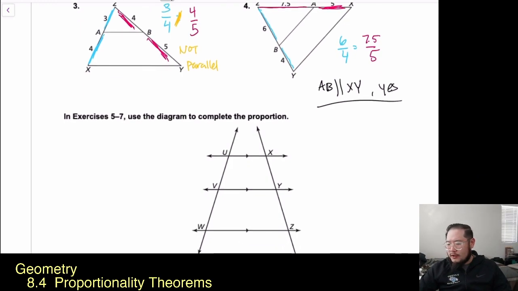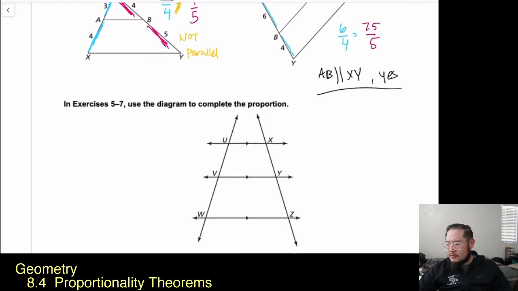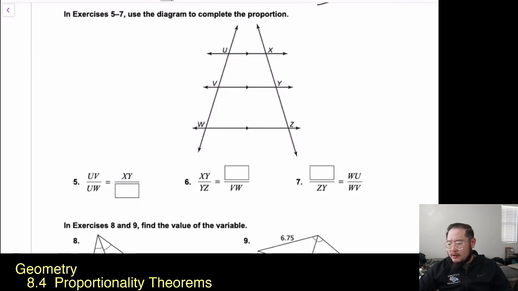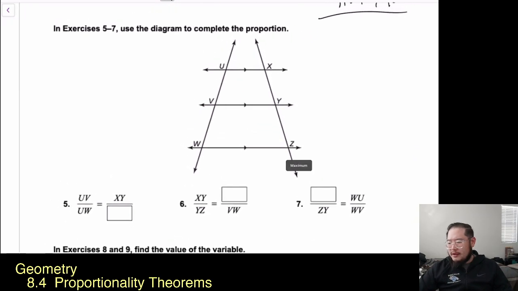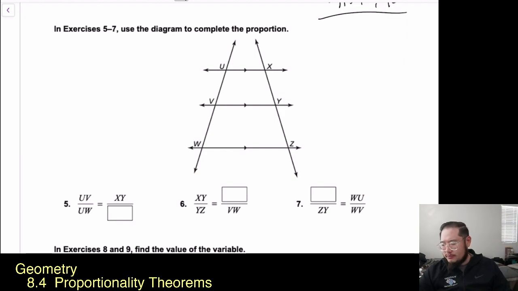All right, moving along. It looks like we got a lot of things going on here. We got 3 parallel lines, and then a transversal right here for problems 5 through 7. So I think it'll be easiest if you go ahead and start maybe shading in the side.